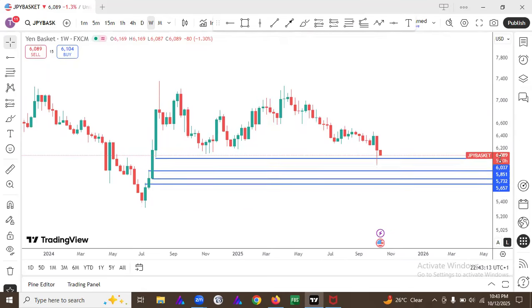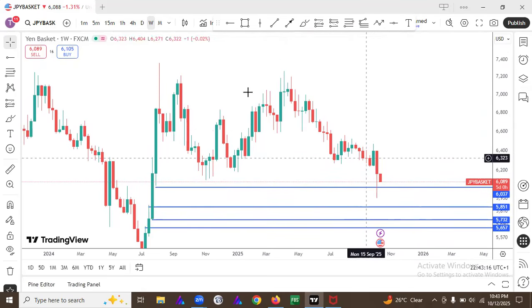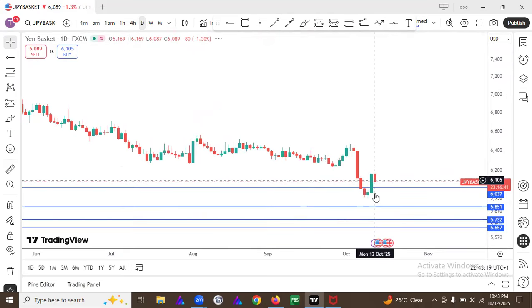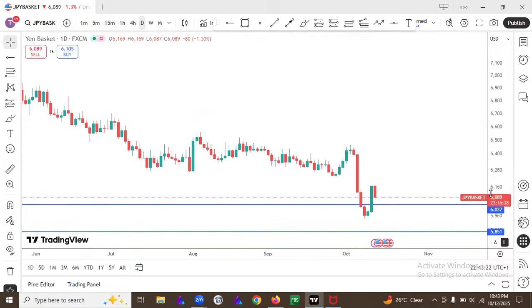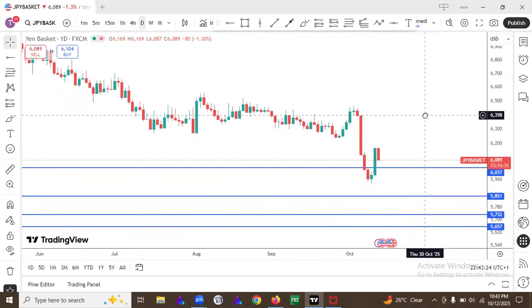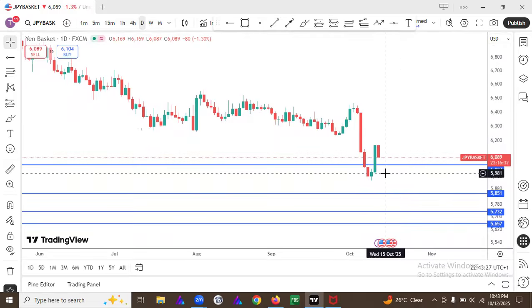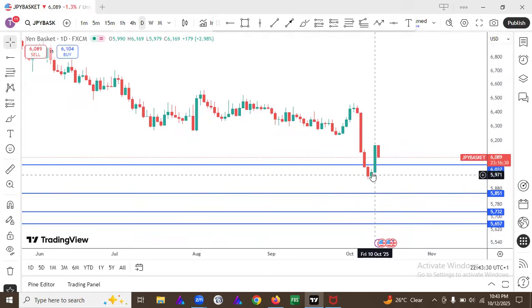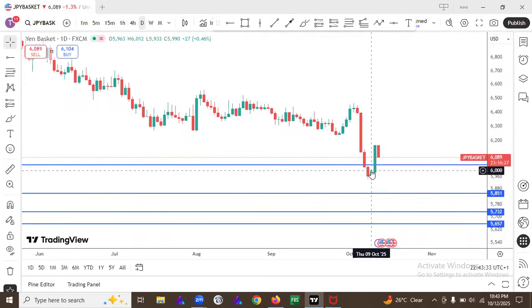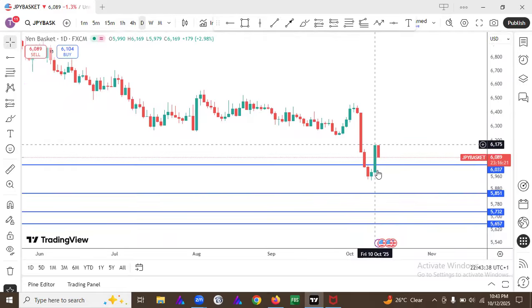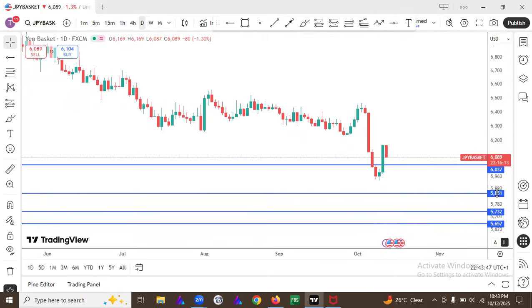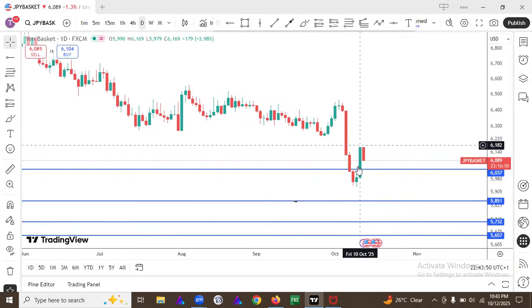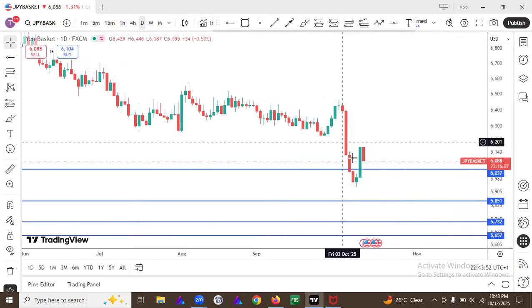So last week, towards the end of the week, we had a strong rejection. We had this spinning bottom, which indicates a change in trend. On Thursday we had a spinning bottom, and on Friday you can see the reason for the buys, a strong pullback. So after this pullback, I would love to see a retracement on yen. That's what is playing out now.